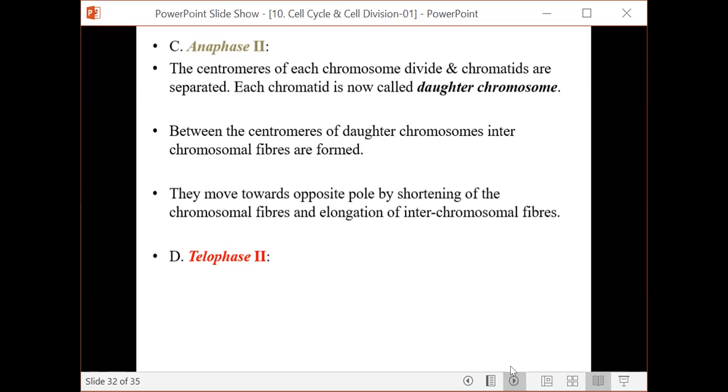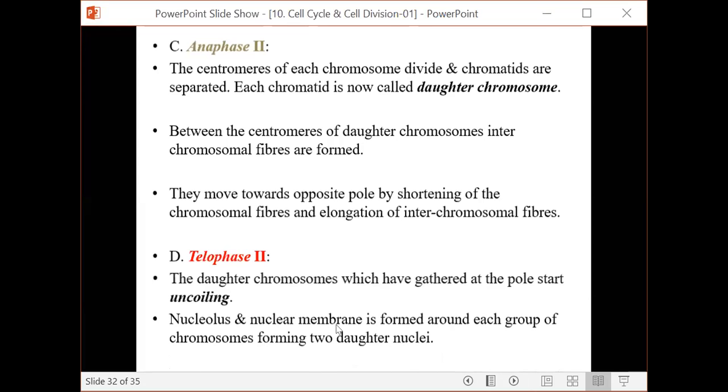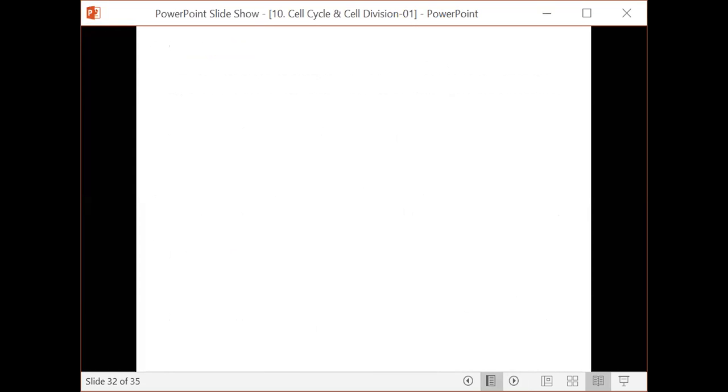Telophase 2. We are back to telophase very quickly. In telophase, they will again gather at the poles and uncoil, just like in every telophase we have seen. The chromosomes will uncoil and become chromatin fiber, appearing like Maggie noodles. Then the nucleolus and nuclear membrane will come back around each set of chromosomes, forming two daughter nuclei. So two nuclei are formed.